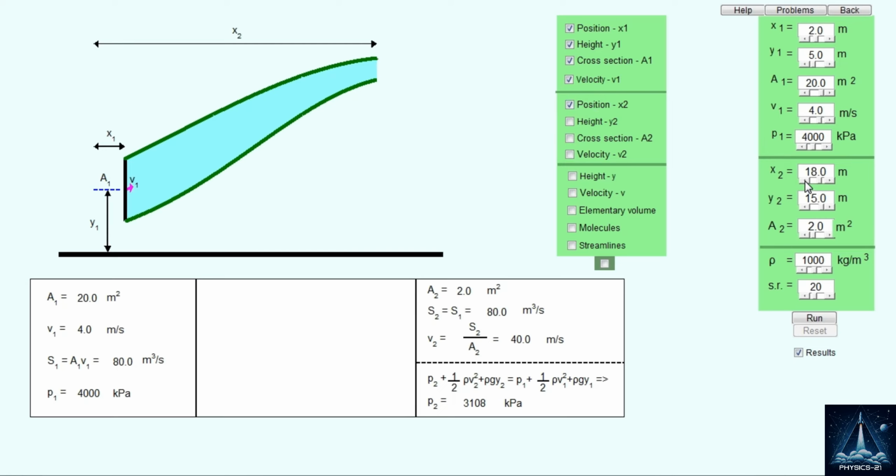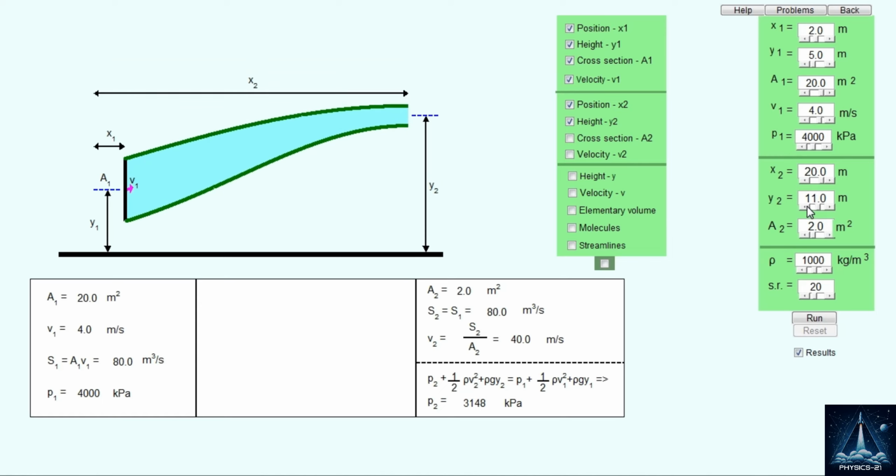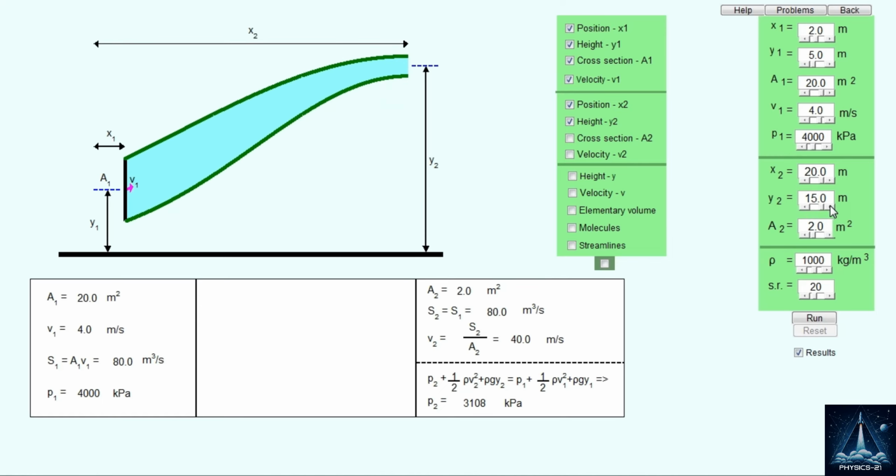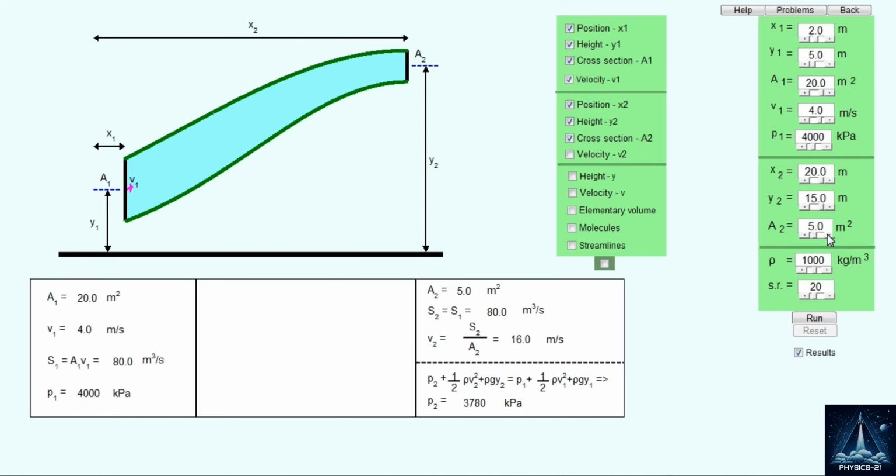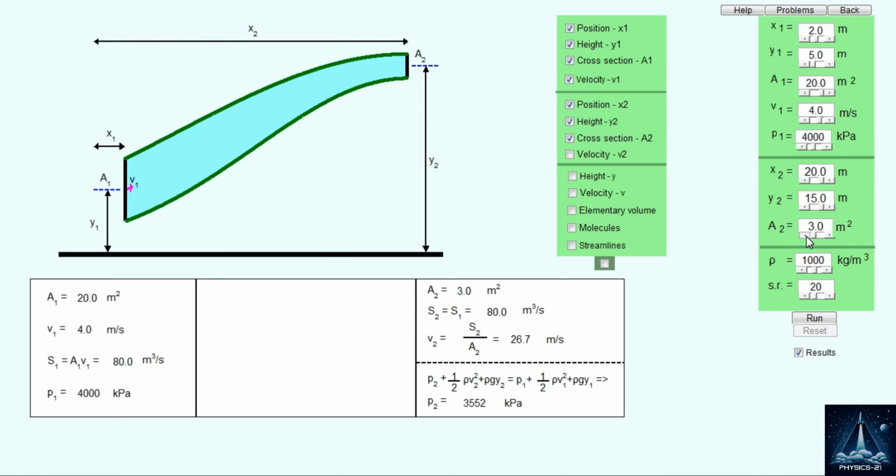The parameter x2 denotes the horizontal position of the initial cross-section A2. The parameter y2 denotes the vertical position of the initial cross-section A2. The parameter A2 represents the area of cross-section A2.